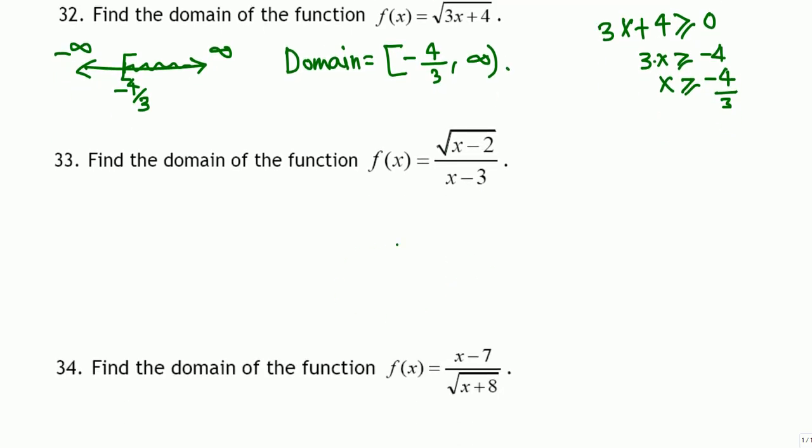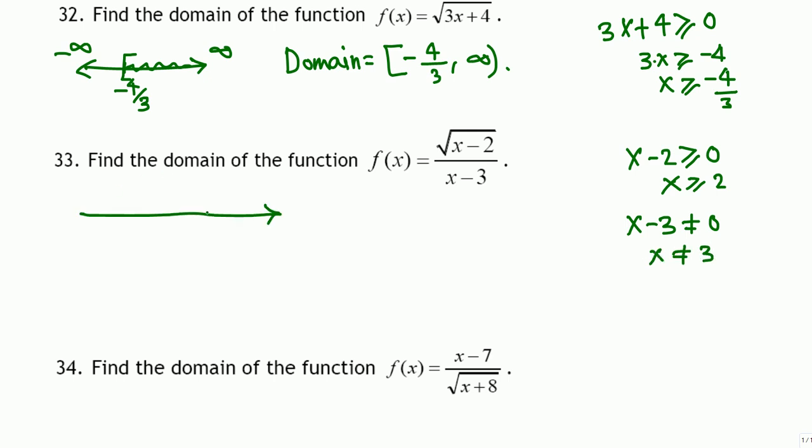let's move to 33. Find the domain of the function. We should not have 0 on the bottom, and there's a square root, so inside, x - 2 should be greater than or equal to 0. 0 on the top is fine, the square root of 0 is 0, that's all right. So x - 2 should be greater than or equal to 0. Add 2 to both sides, so x should be greater than or equal to 2. That's coming from the top. And on the bottom, we should not have 0, so x - 3 should not be equal to 0. Add 3 to both sides, so x should not be equal to 3.